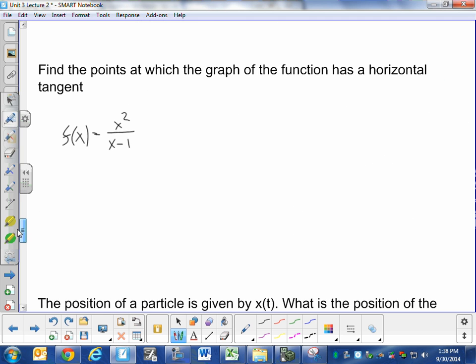Right, next question. Find the points at which the graph of the function has a horizontal tangent. We're used to this question, just not used to this type of function and finding when it has a horizontal tangent. But the same thought process and the same procedure applies. We're going to try to figure out when this has a tangent that equals 0. So how do we figure that out? We take the derivative to find your slope generator. We set it equal to 0, and we solve for x.